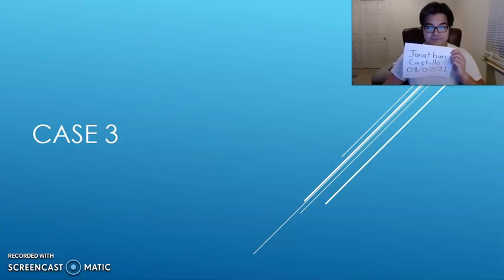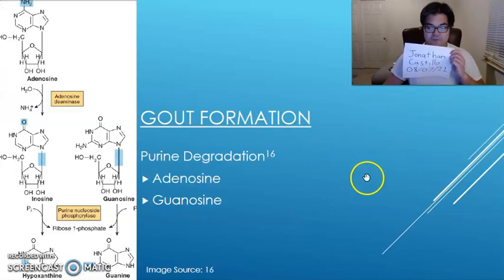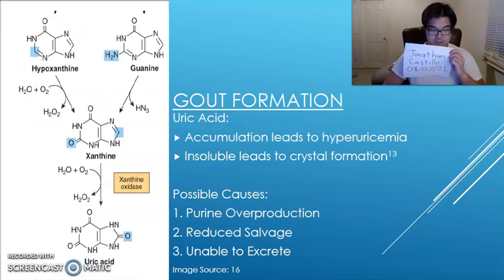Case number 3. So, gout forms mainly due to purine degradation of adenosine and guanosine. After several reactions, xanthine is synthesized and it will then be converted to uric acid via xanthine oxidase. An increase in uric acid production leads to hyperuricemia, causing gout in the joints because uric acid is insoluble. Temperature lowers solubility, leading to crystal formation specifically in joints.